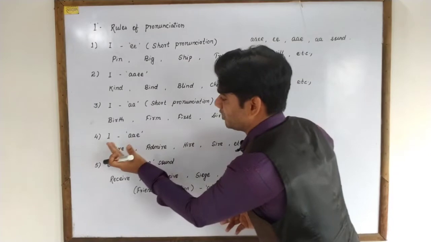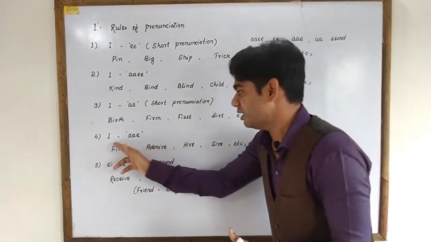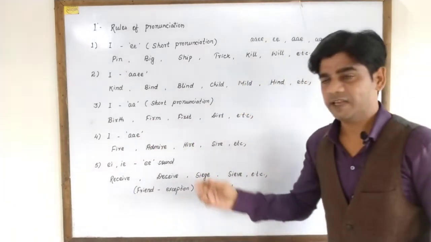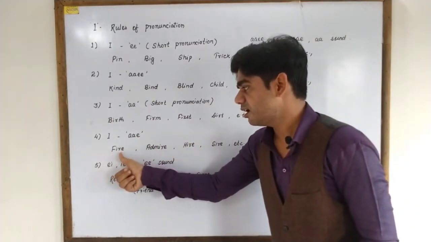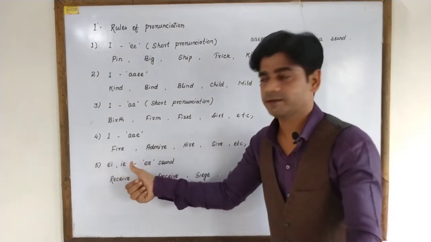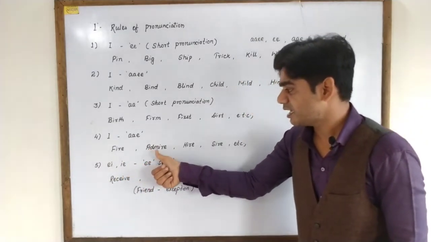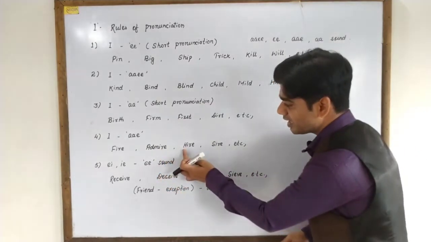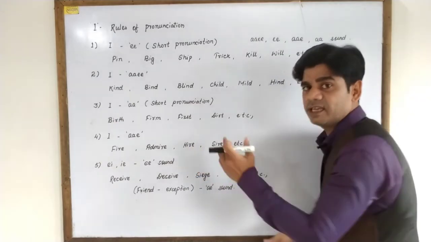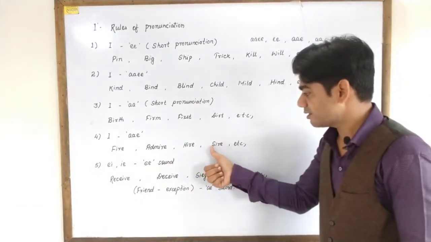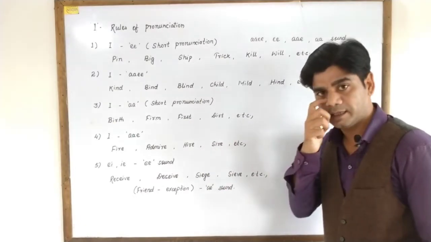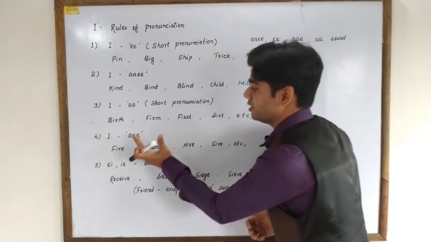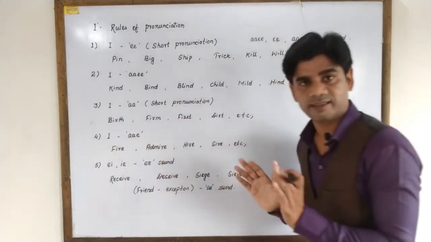Now, the next sound of letter I is what? I. For example, F-I-R-E, fire. A-D-M-I-R-E, admire. H-I-R-E, hire. S-I-R-E, sire. So these are some examples that contain letter I and it is producing which sound? I sound. Is that clear?